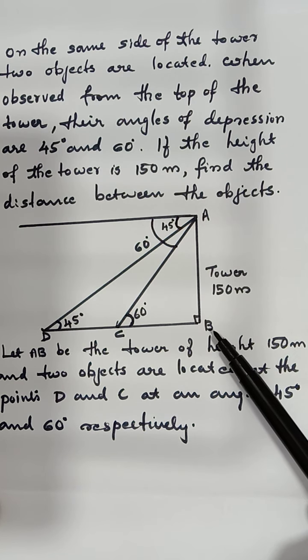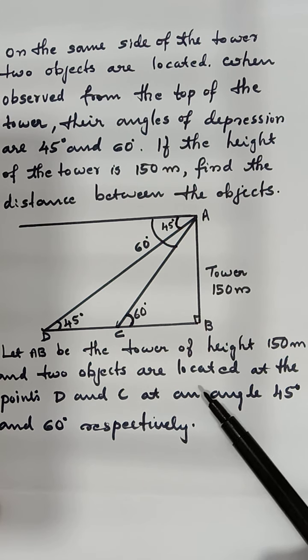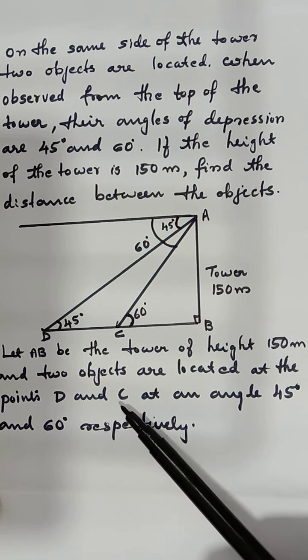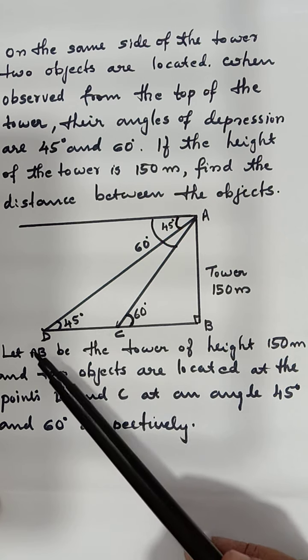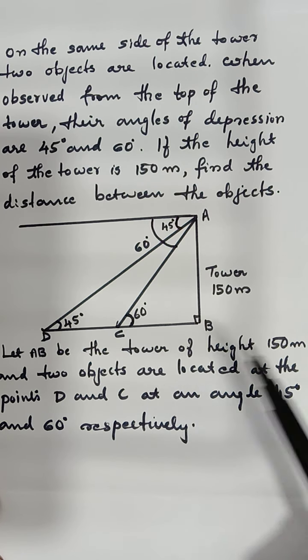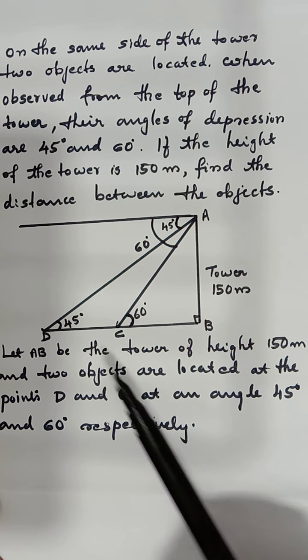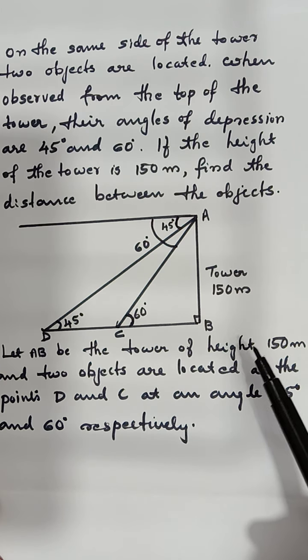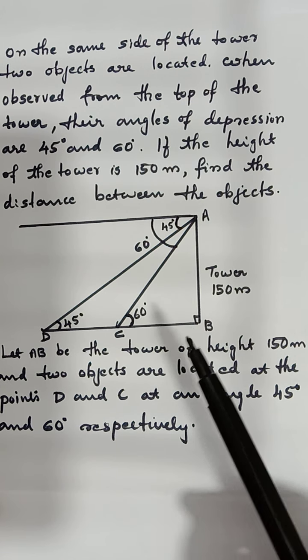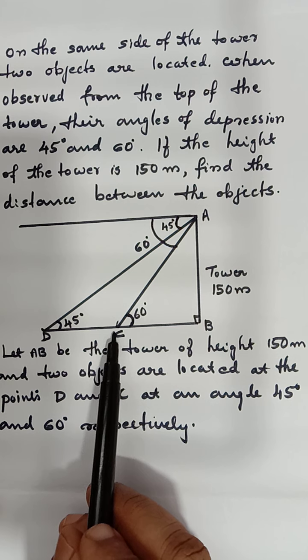Let AB be the tower of height 150 meter and two objects are located at the points D and C. That is marked in the figure. Points D and C at which we have two objects at an angle of 45 degree and 60 degree respectively. So everything we have introduced. Now we have to come to the question. We must find out the distance between the objects. CD is to be found out.